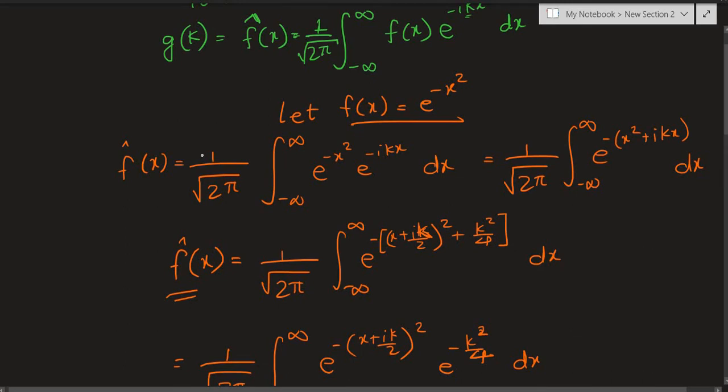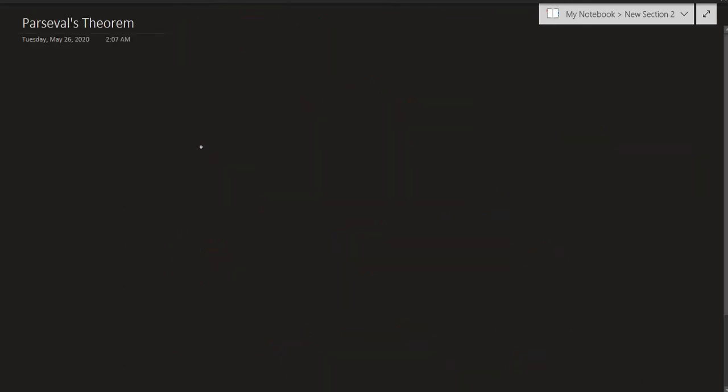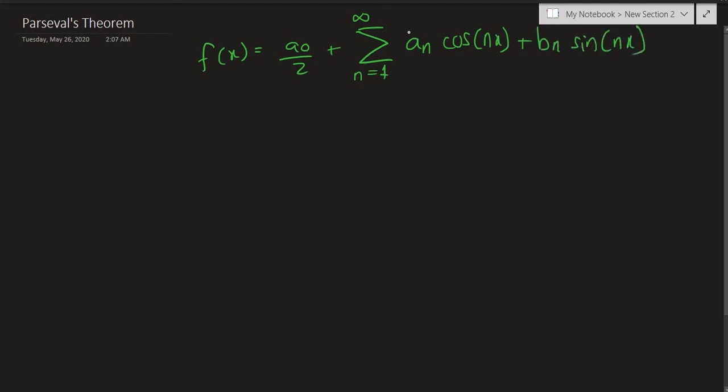Let's proceed ahead now. So now there is something called Parseval's theorem for our Fourier series. So for our discrete Fourier series, we had expressed f of x as a naught over 2 plus sum from n equals 1 to infinity of, say, a sub n times cosine of nx plus b sub n times the sine of nx under a common summation. And this was when f of x was on the interval of negative pi to positive pi.